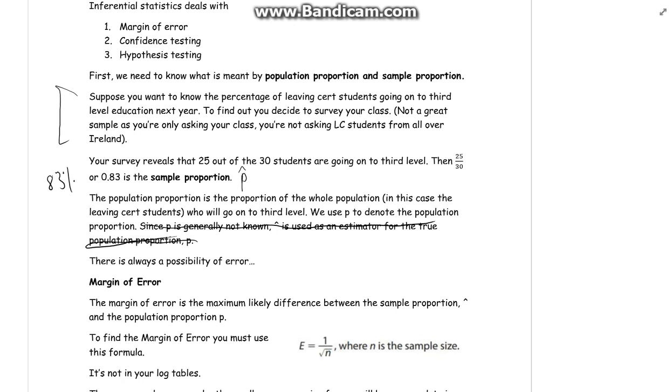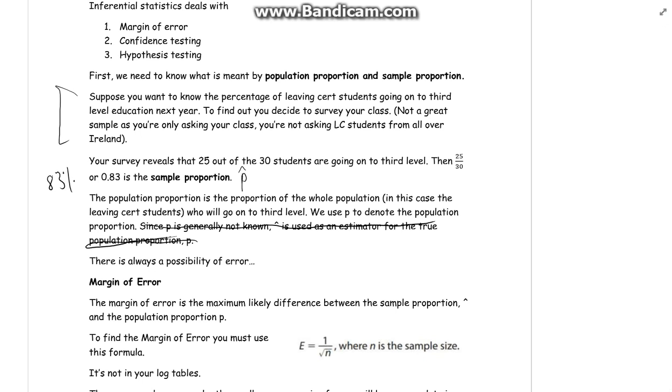The population proportion is the whole population, so in this case, Leaving Cert students who go on to third level. P denotes the population proportion. We don't know the population proportion, as there's always a chance of error. We just know the population proportion is defined by P, but we don't have a method of calculating it. It's just going to be written as P in our answer.